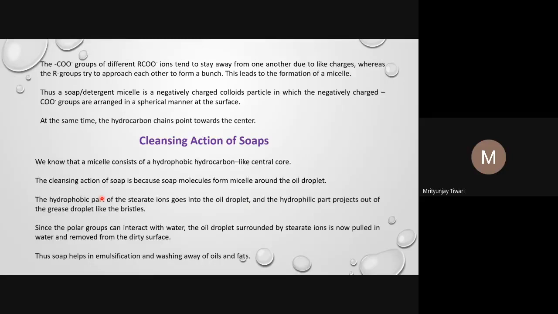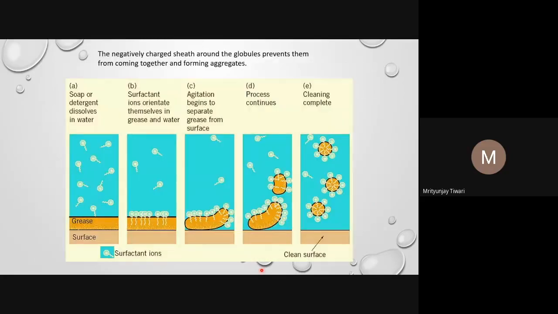It can interact with that. So it will go inside the oil droplet, and the hydrophilic part projects out of the grease droplets like the bristles, and it will be interacting with water. Once you shake this water, what will come? Since the polar groups can interact with water, the oil droplet surrounded by stearate ions is now pulled into water and removed from the dirty surface. Thus, soap helps in emulsification and washing away of oils and fats.